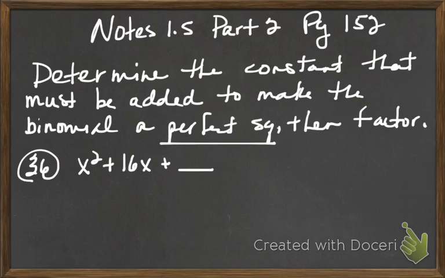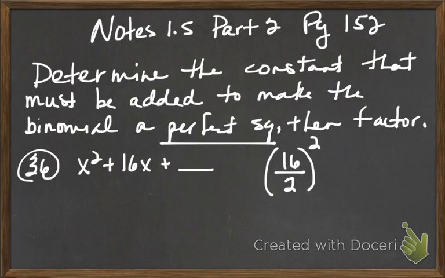And there's a little procedure, a little formula that you can do that will actually come up with that number. You're going to take the number in front of your x term, and in this case, what's the number in front of your x? 16. You're going to divide it by 2. Always divide it by 2. And then you're going to take whatever you get there and you're going to square it. That little process works every single time.